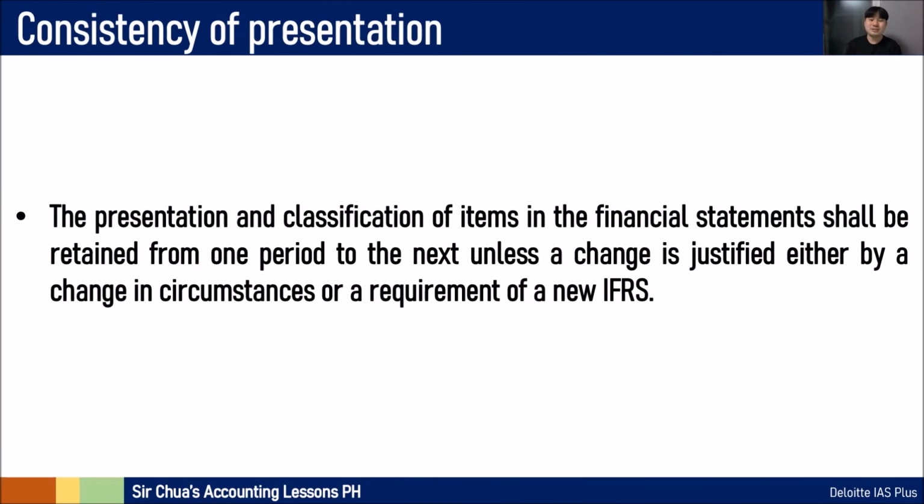Now, the presentation and classification of items in the financial statements shall be retained from one period to the next unless a change is needed. You have to be consistent in your presentation. Okay? But changes in circumstances or changes that are required by a new IFRS, if inevitable, of course, we apply those changes. But those accounting changes are something that we have to discuss in a separate lesson, IAS 8, accounting changes. Okay? But we should achieve consistency of presentation because consistency and comparability go hand in hand, like siblings. It's hard to compare things if they are not presented consistently.